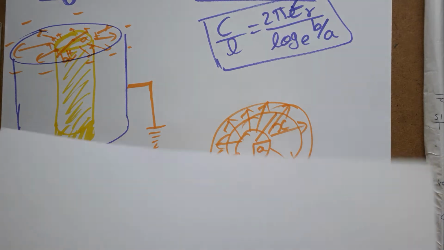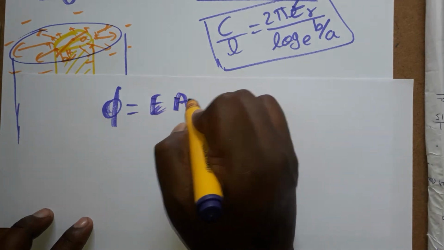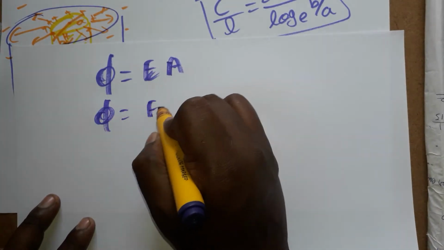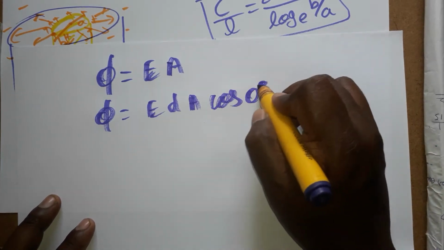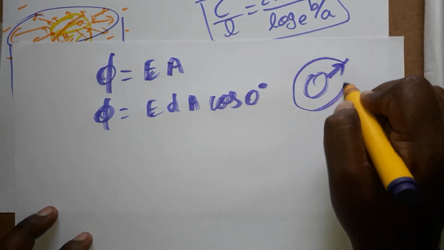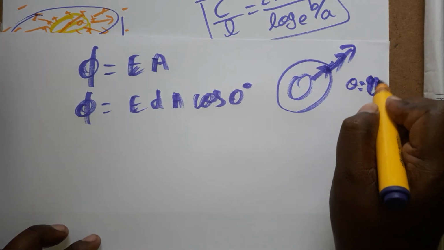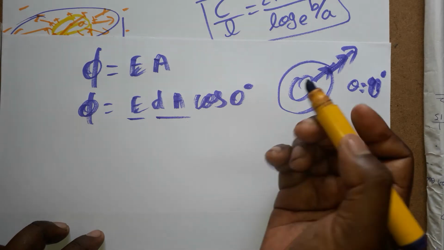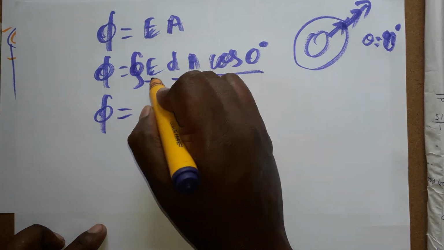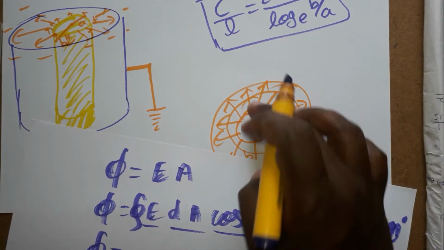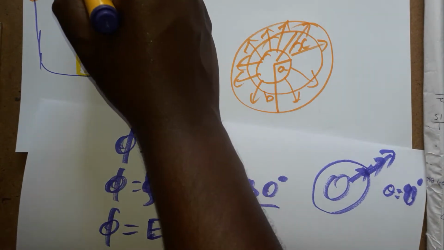So see here, electric flux is equal to electric field into area. The same equation, electric flux is equal to the integral of E dA cos theta. Theta is 0 degrees, because the electric field and the Gaussian surface normal are perpendicular to the surface, so the area vector and electric field are in the same direction and the angle is 0 degrees. When the angle is 0 degrees, cos 0 will be 1. So the flux is the closed integral of E dA, representing the total area of this Gaussian surface, which is the total cylindrical area of the Gaussian surface. That means this full area.